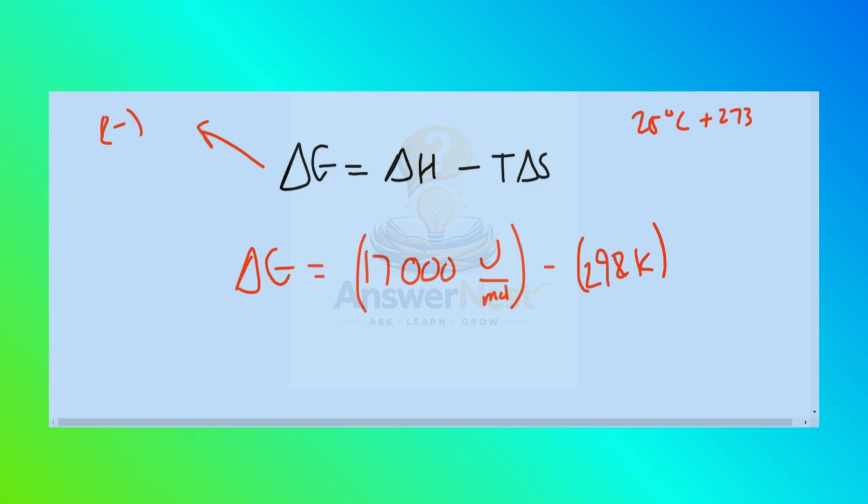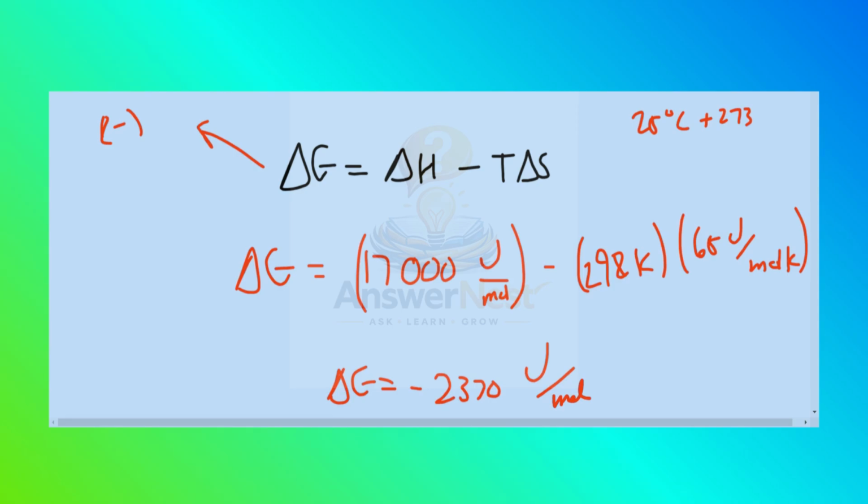Times delta S, which is going to be 65 joules per mole Kelvin. And so altogether, you plug this in, we're going to find a delta G, which is equal to negative 2370 joules per mole. That's less than 0. Negative, that's favorable. So, that answers the first question.